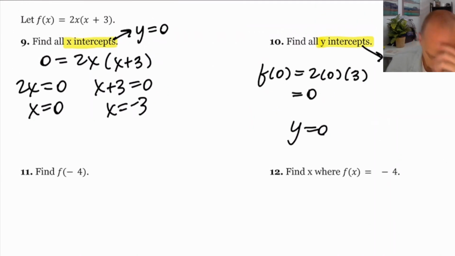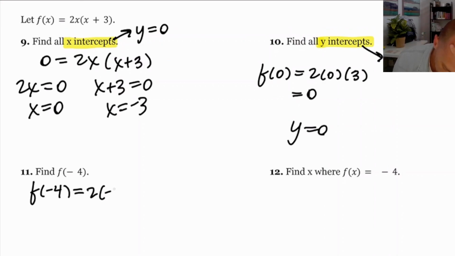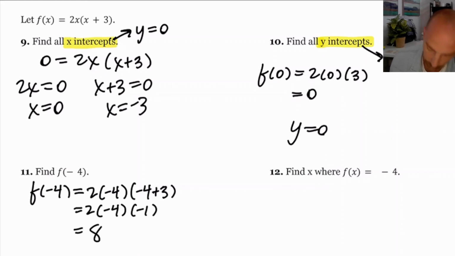Okay, f of negative 4 is going to be, just replace x with negative 4. So negative 4 plus 3. So we've got 2 times negative 4 times negative 1, negative 8 times negative 1, that's going to be positive 8. And then find the value of x that gives you f of x equals negative 4. We can do that. So 2x times x plus 3 equals negative 4.